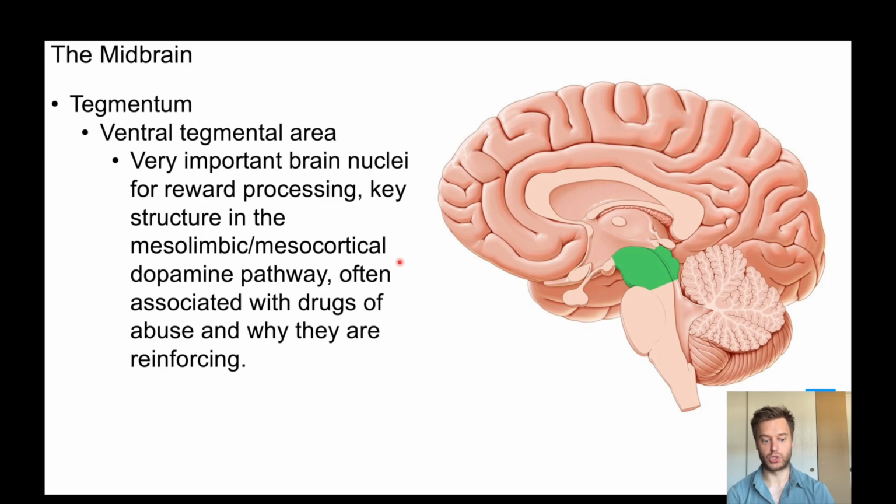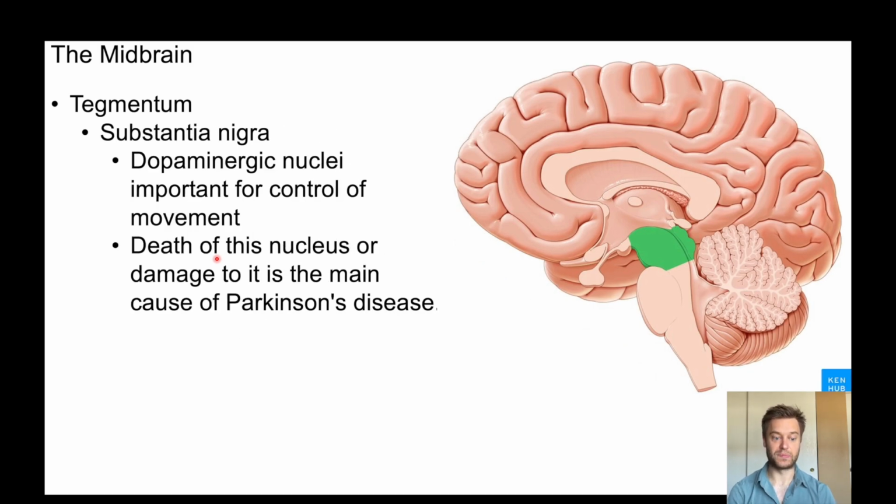And whenever drugs of abuse are used, then we get release of dopamine from the VTA to both the limbic system in the nucleus accumbens and the cortex. So that's for sure going to be on the exam, is that the ventral tegmental area is the other main dopaminergic nucleus in the brain. And the VTA, or the ventral tegmental area, is important for reward, while the substantia nigra is important for movement.